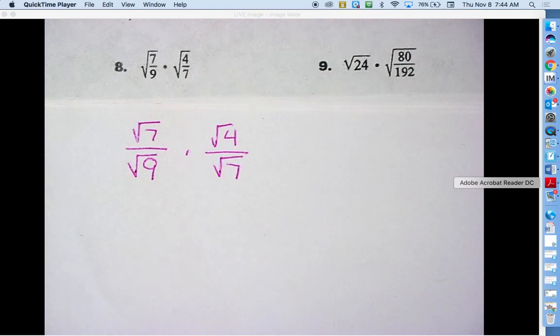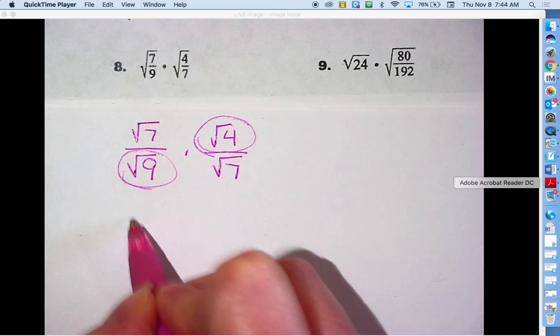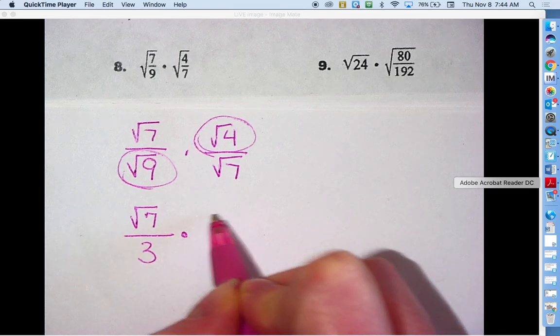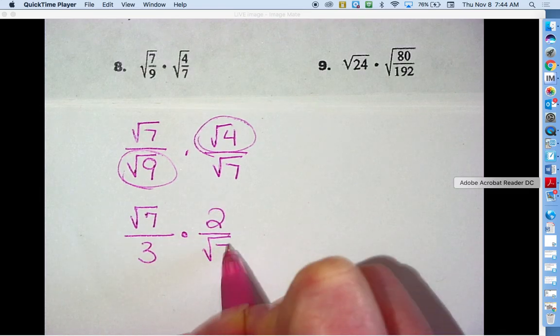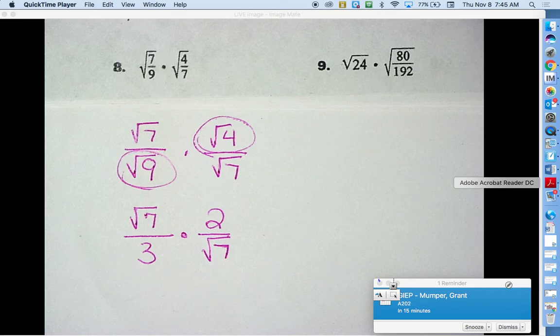But number 8, we have the square root of 7/9 times the square root of 4/7. So one way you could think about this problem is by separating the 7 and the 9 into their own square roots, and the 4 and the 7 into its own square root. Because that's really what it means when you have a square root over the whole thing. You really have a square root on the top and a square root on the bottom. Can any of those parts be simplified? Julia? Yeah, the 9 and the 4.